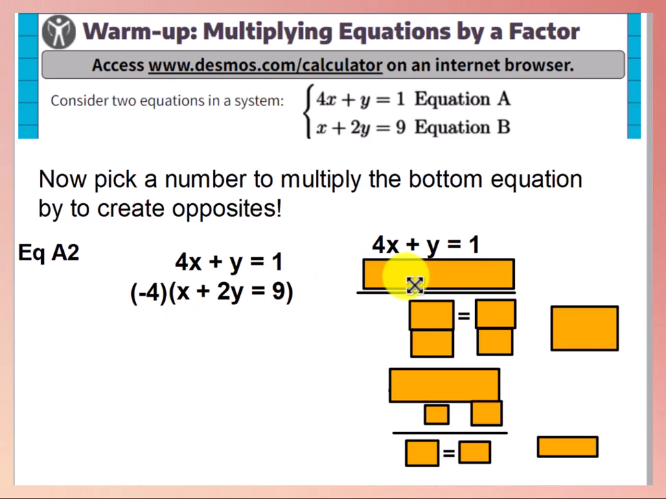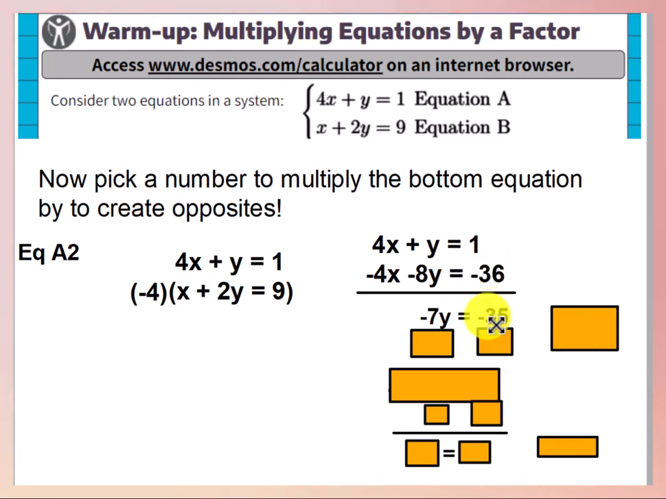So let's distribute that negative 4 through. Negative 4 times x is negative 4x. Negative 4 times positive 2 is negative 8. And then negative 4 times positive 9 is negative 36. We have everything lined up, so let's go ahead and add. 4, take away 4 is 0. I won't write that. And then y, take away 8 is negative 7y. 1, take away 36 is negative 35. Divide both sides by negative 7.